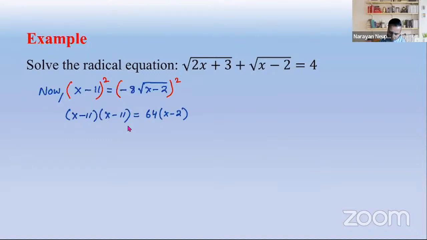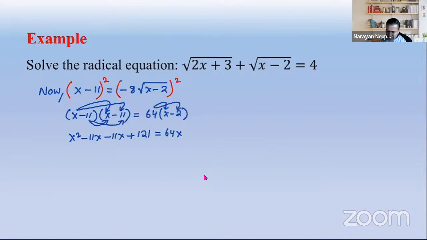So multiply the first one with the first one, x squared. The outer one, x and negative 11, so negative 11x. The inner one, negative 11 times x, negative 11x. And the last one, negative 11 times negative 11 is 121. Equal to, on the right hand side, if you distribute that 64, 64 times x is 64x. And then 64 times negative 2 is negative 128.